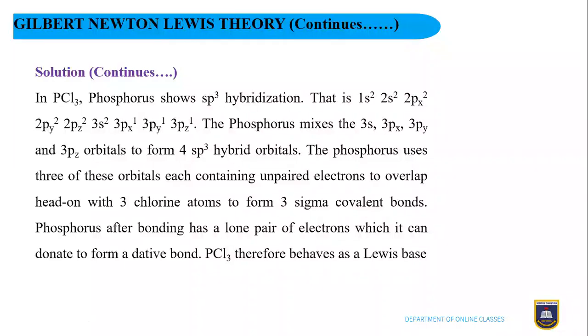Now, what happens is that phosphorus mixes the 3s, 3px, 3py, and 3pz. It mixes all those orbitals to form 4 sp3 hybrid orbitals. It forms 4 different orbitals. We call them sp3, 4 of them. They are of the same energy.